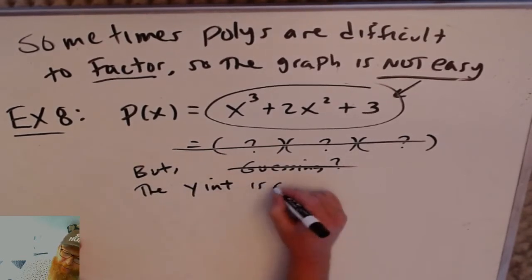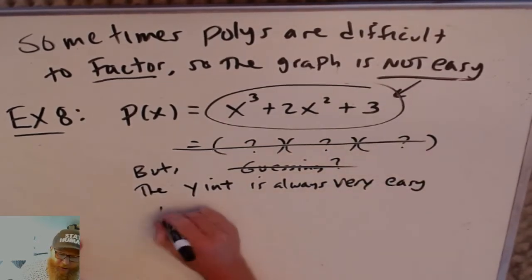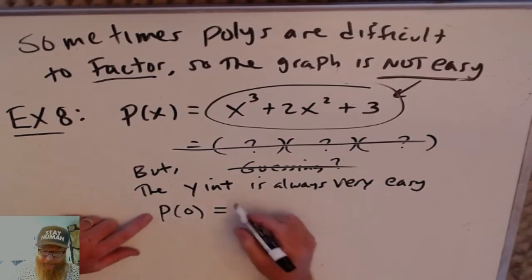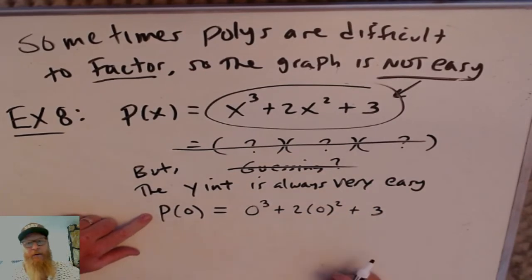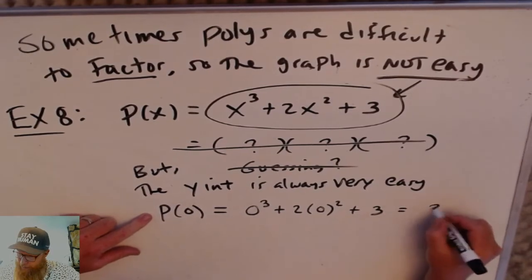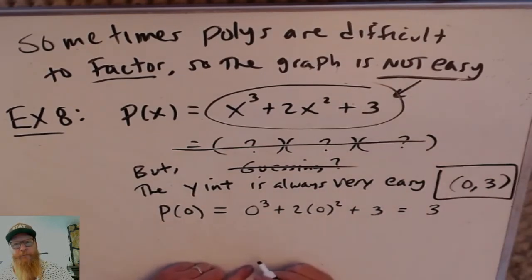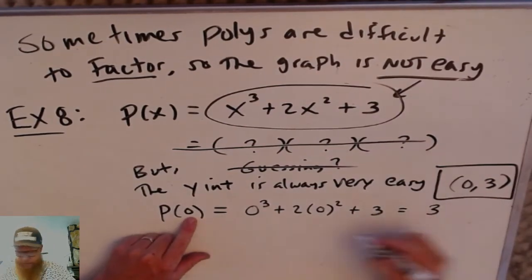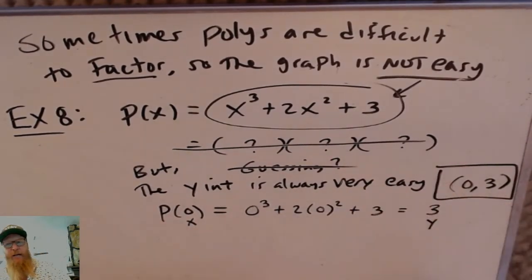The y-intercept is always very easy. Just plug in 0 for x, and you're going to get 3. So you get (0, 3). 0 is your input, that's your x. 3 is the output, that's your y. So your intercept is (0, 3). Okay? That's always going to be easy.